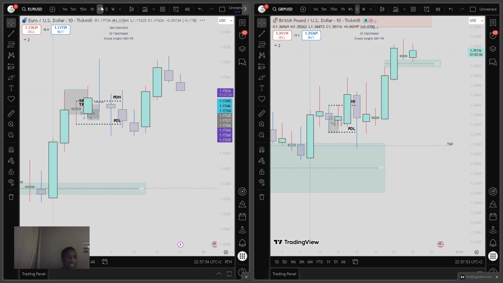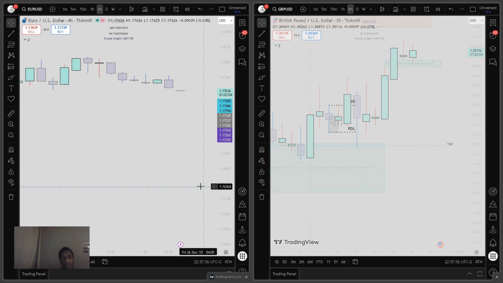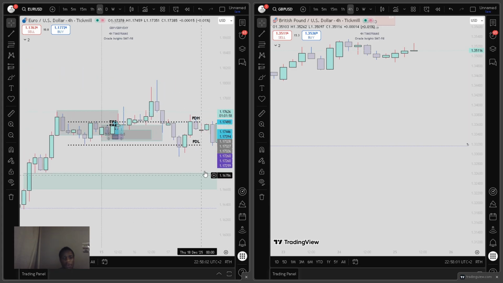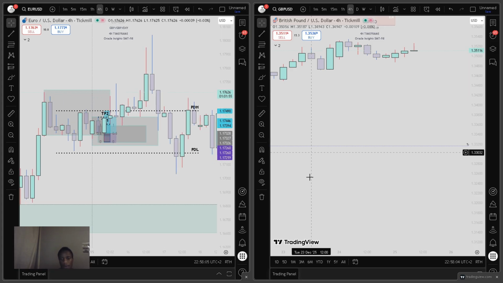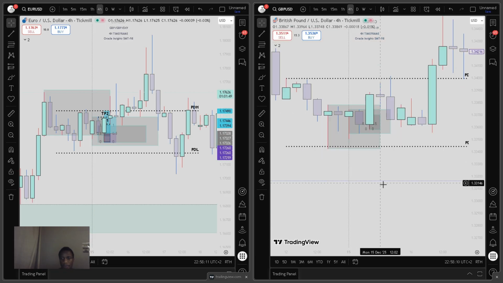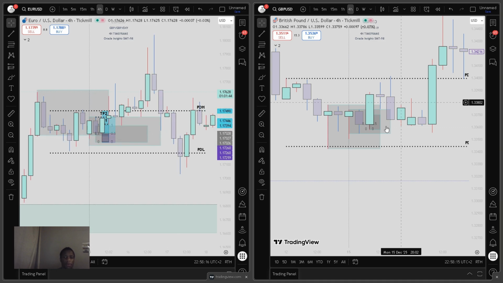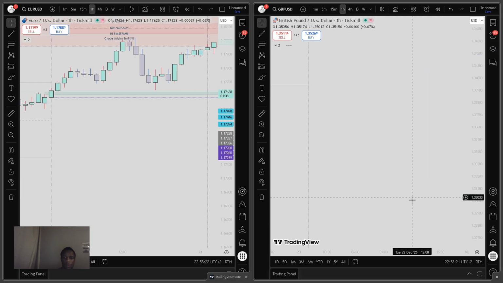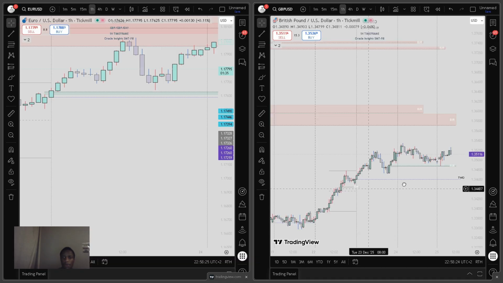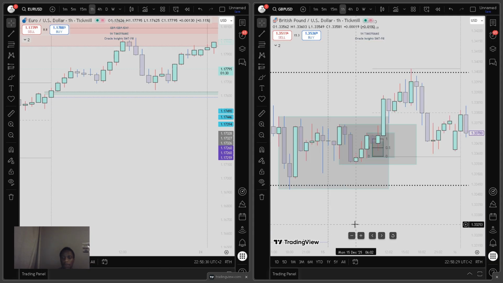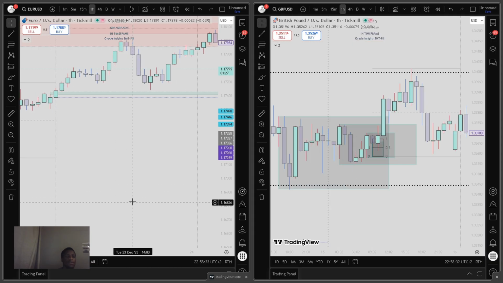So with that being said, we went to the 4 hour. Let's see what the 4 hour has for us. We found a breaker structure to the upside on the 4 hour, right? That was cool. We had a breaker structure to the upside and an order block to the upside. After that, we went to the 1 hour, looking for what again? Looking for a breaker structure and an order block to the upside, and we got that.